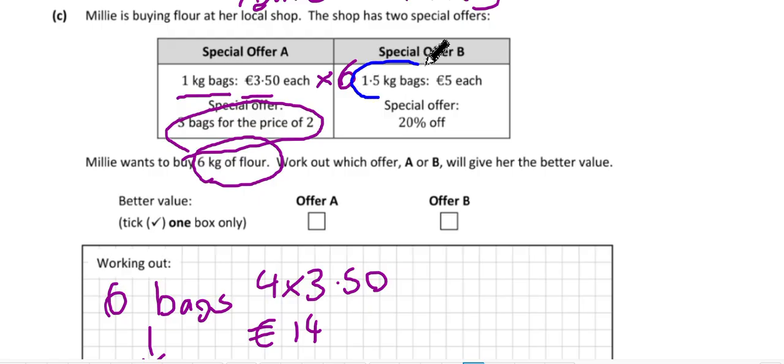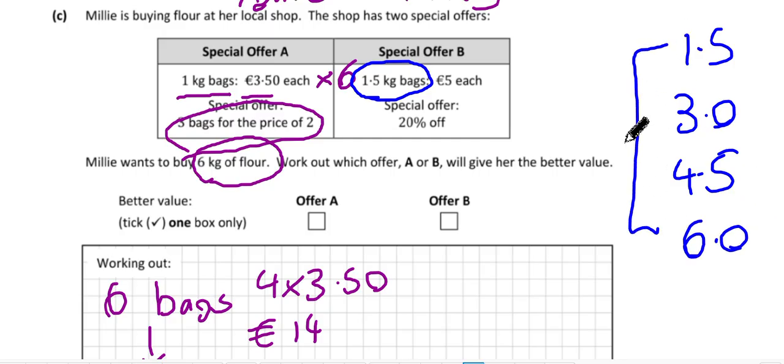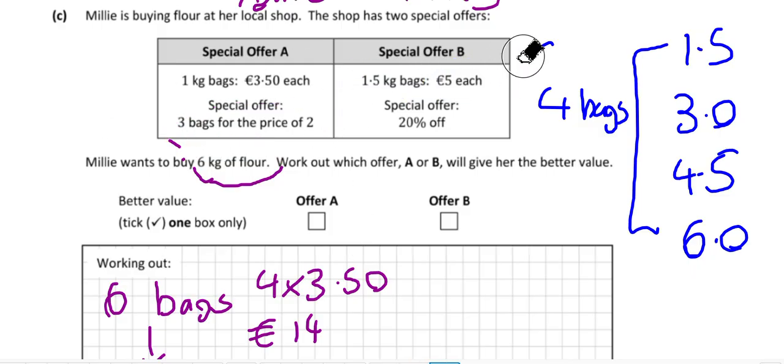Each bag is 1.5, isn't it? So if we add 1.5 together, 1.5, 3.0, 4.5, and then 6. Would everybody agree I need 4 bags? Agreed? How much is each bag? Each bag is €5, okay? So what I'm going to do is multiply 4 bags by €5.